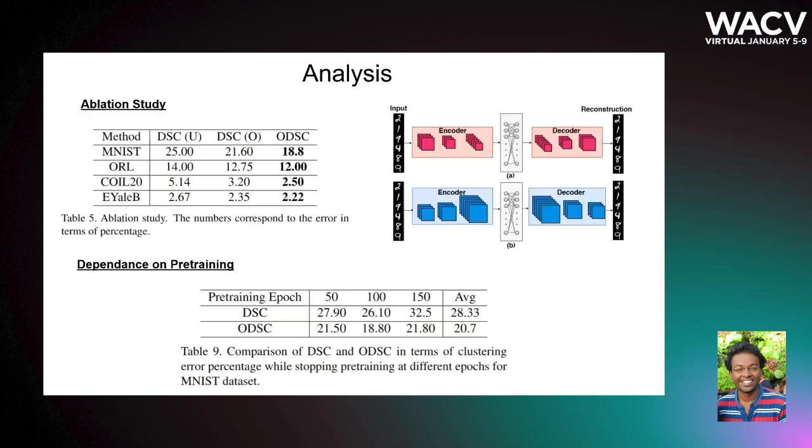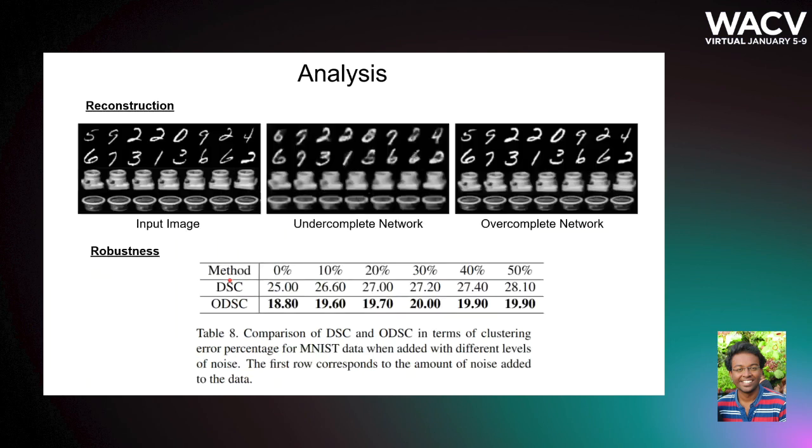We conduct an ablation study in which we start with just the undercomplete autoencoder network, and then we experiment on the overcomplete autoencoder network. So in these experiments, we found that the overcomplete autoencoder network, when trained for subspace clustering, actually performs better than the undercomplete. And then when we fuse both the representations, we get the best results. We also note that our method is not as dependent on pre-training as DSC.